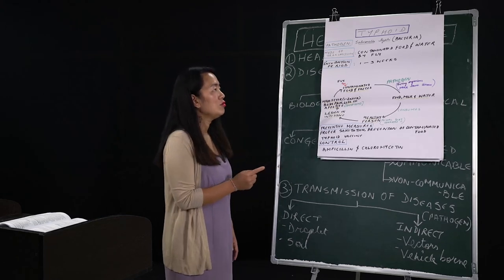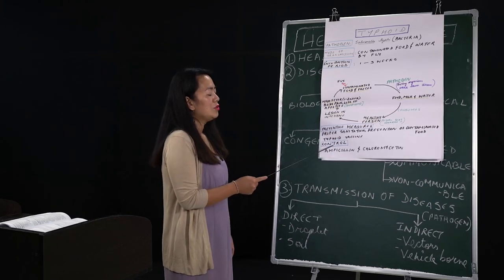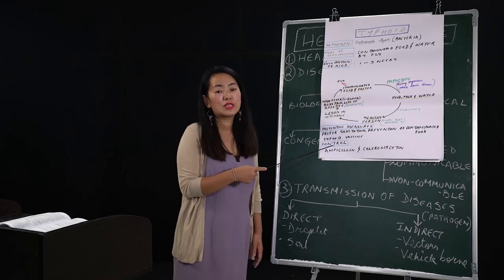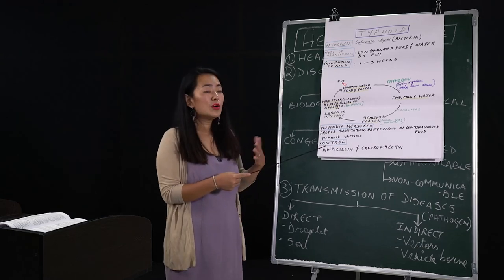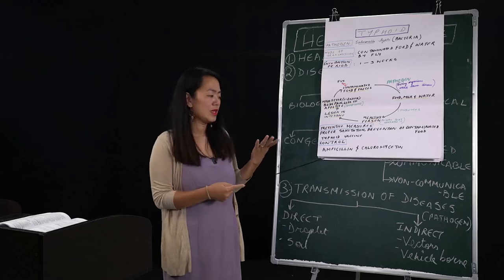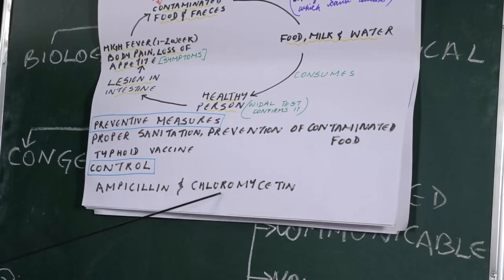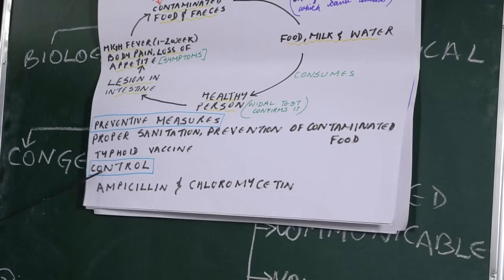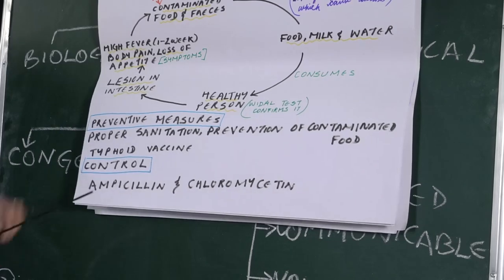Okay, so how do you control typhoid? That is, when you have typhoid, what do you do? What medicine do you take? You take ampicillin and chloromycetin. That comes under the control method. Okay, that is typhoid.